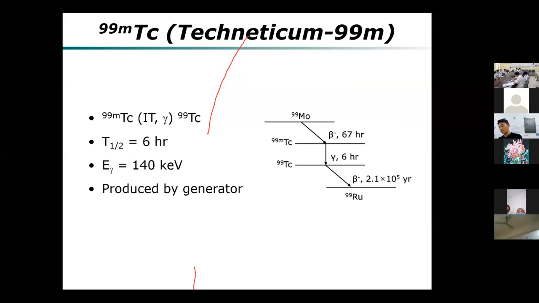So if we do diagnostic imaging using technetium, it means that we can do some therapeutic treatment using the same molecule, just by exchanging it to the rhenium system. Technetium's half-life is 6 hours, and it only emits gamma rays, so we can take SPECT images using this radioisotope.